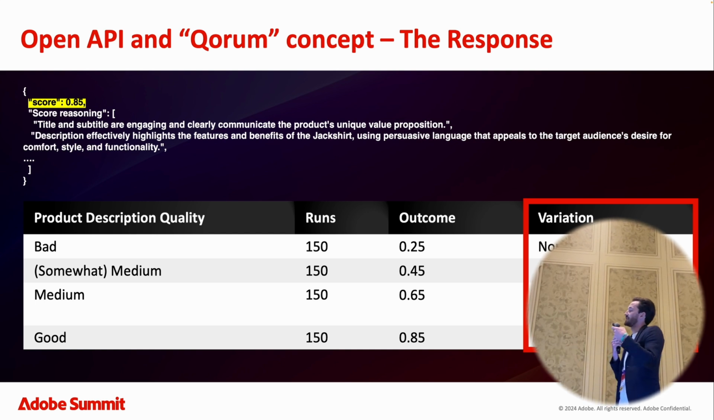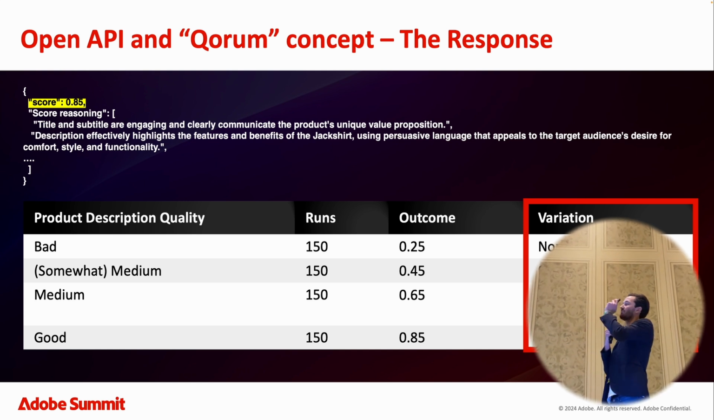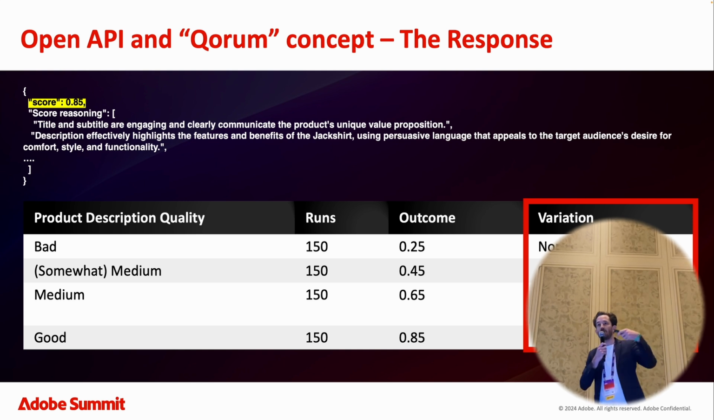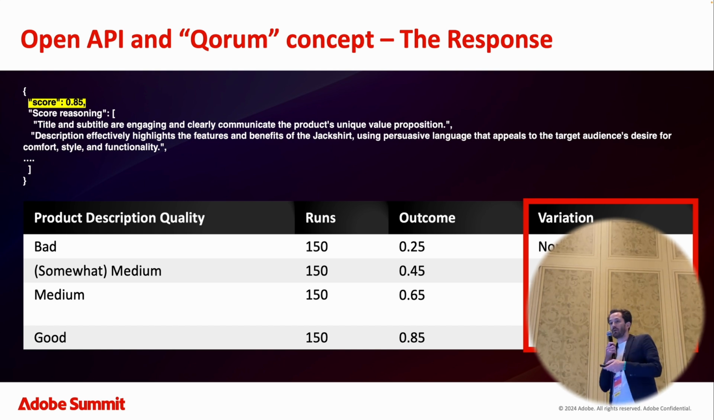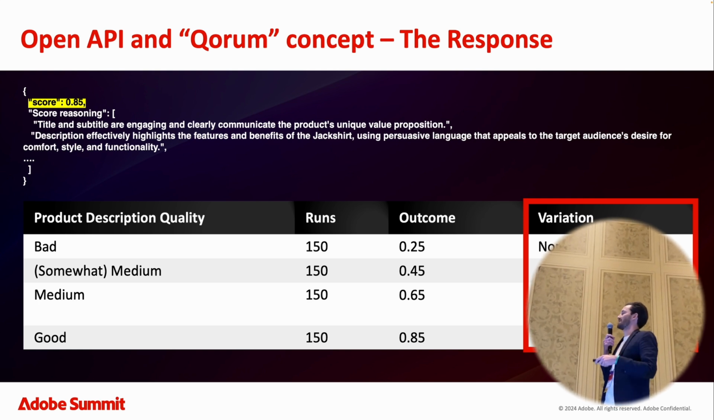So we did create diverse teaser content, product teaser content, so title, subtitle, descriptions, stuff, and send it over. We created a really bad one, right? A somewhat medium description, a medium one, and a really good one. And we did 150 runs of the same content against OpenAI. And what we always got back was the bad one was always 0.25, the medium one always 0.45, somewhat medium 4.5, medium 6.5.